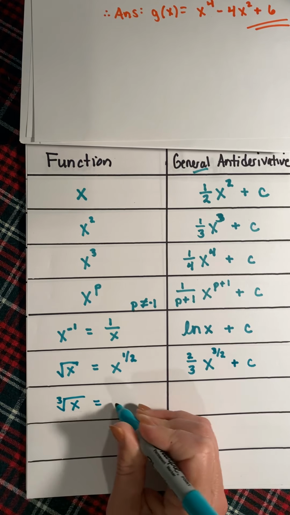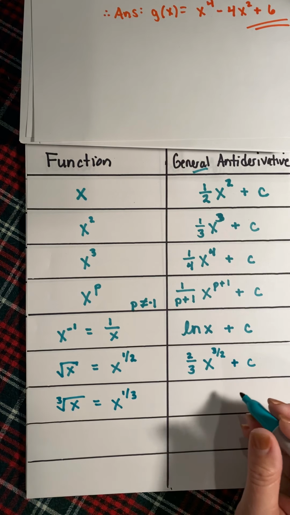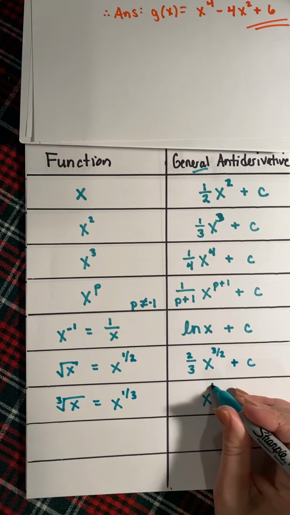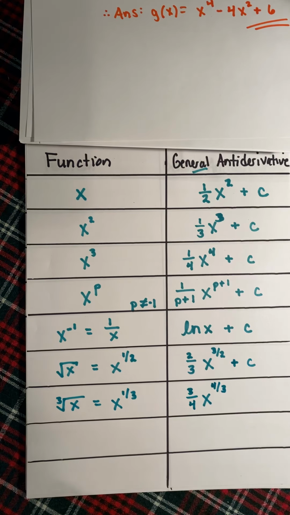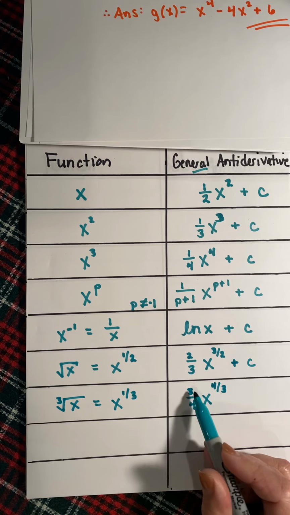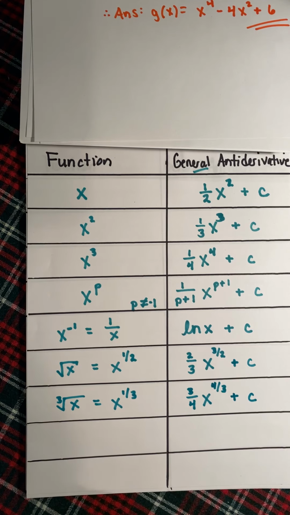So cube roots. Any root can be turned into a power. So the antiderivative of the cube root of x, add 1 to the power, which would be 4/3, and put the reciprocal power out front, 3/4. Now notice when I bring the 4/3 out front times the 3/4, it gives me the needed coefficient of 1, and I'm going to add c.